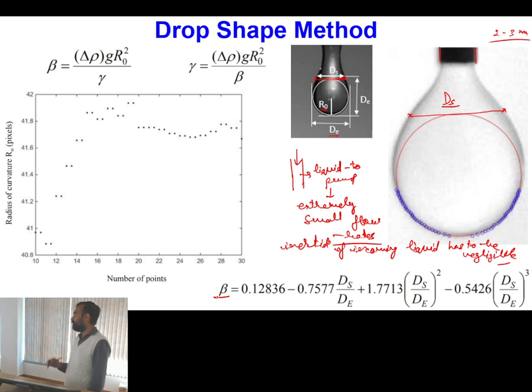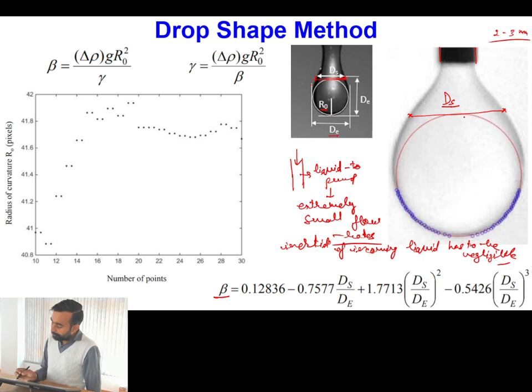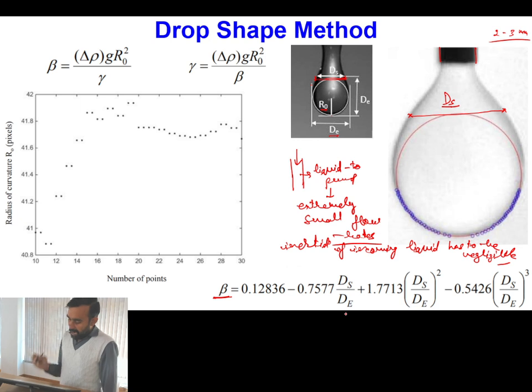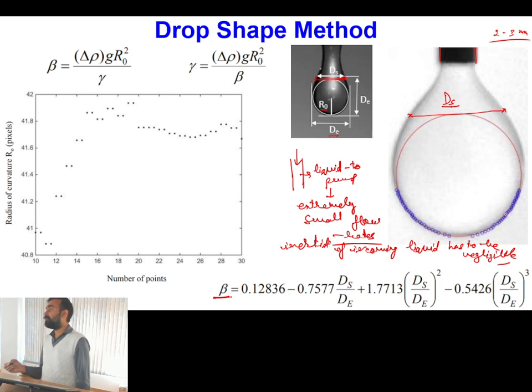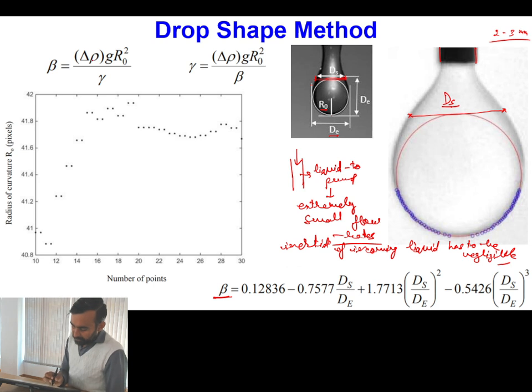However, there is a certain procedure to determine this, which we are not discussing here. So you have to fit this drop shape, and then you can calculate the value of coefficient beta once you know ds by de. After calculating beta, what can I do? Ultimately, why is this drop shape forming? This drop shape is forming because of the balance of its weight and surface tension forces. So the weight is linked to buoyancy, the balance of weight and buoyancy. That is delta rho g r square.